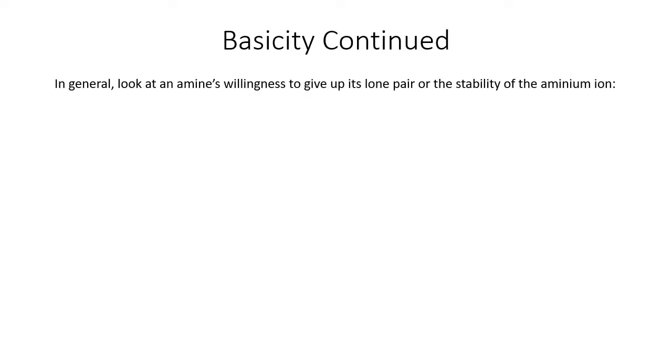Another way of evaluating basicity is we can look at the amine's willingness to give up its lone pair, or we can look at the stability of the aminium ion. So let's go ahead and look at ammonia, our simplest amine. Now, in the presence of an acidic proton, the nitrogen will go and grab that proton, and we will create an ammonium ion. Now, ammonium has a pKa of around 9.26.